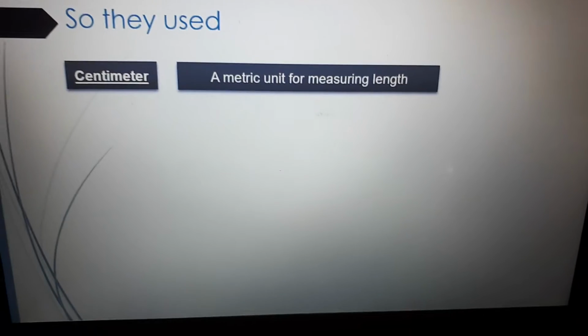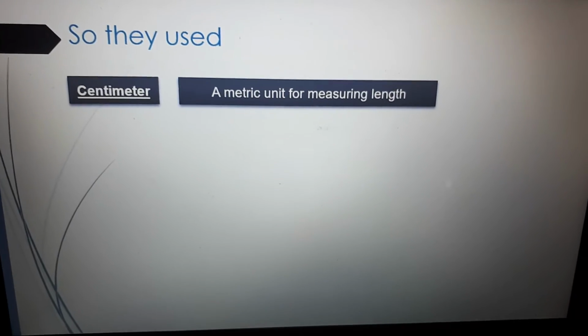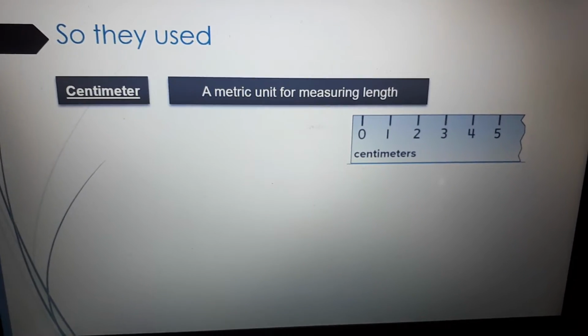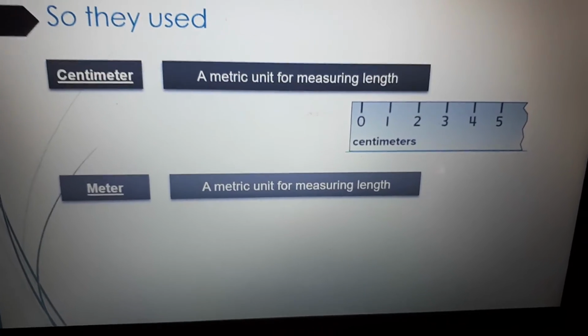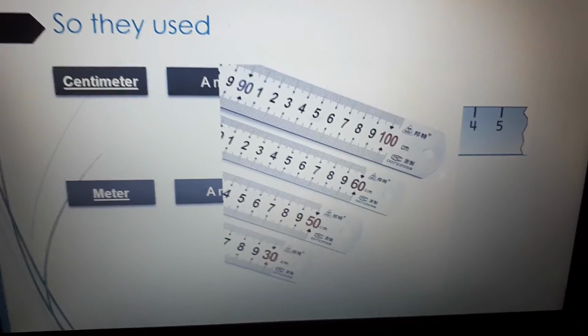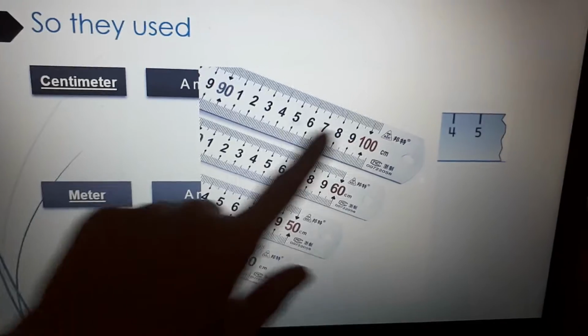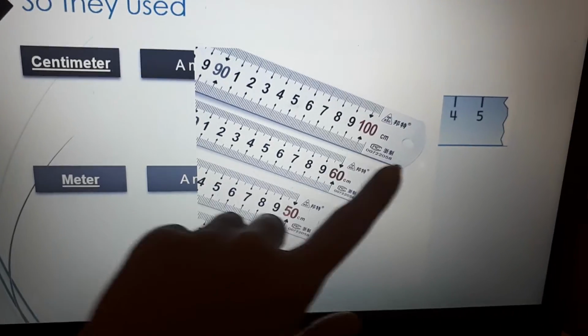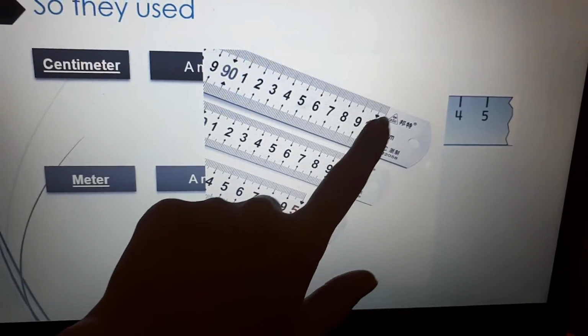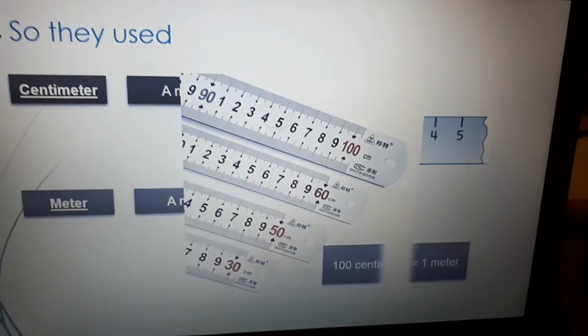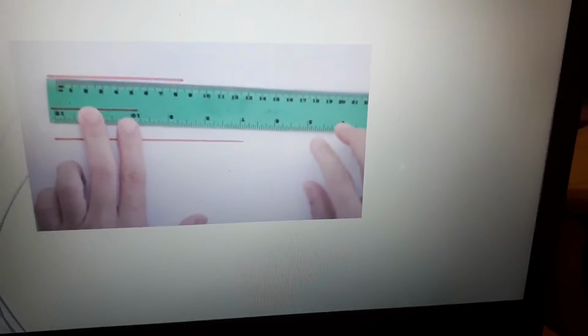Centimeter is a metric unit for measuring length. This is the centimeter, and the meter is also a metric unit of measuring length. You see, this is the meter. It's 100 centimeters. Each 100 centimeters equals 1 meter.